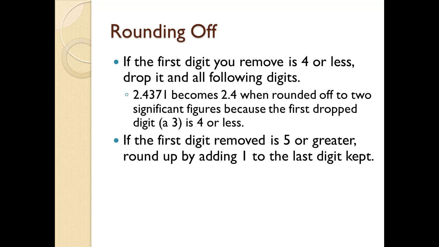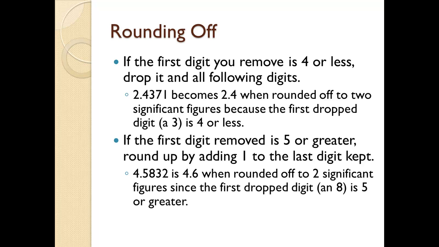So for the first example, I have 2.4371, and I want it in 2 significant figures. I look at the 2, the 4, and the 3. So 2 significant figures is really 2.4. But to determine whether that 4 stays the same or goes up by 1, I look at the 3. The 3 is 4 or less. So therefore, I keep it as 2.4. I don't increase the 4 by 1.